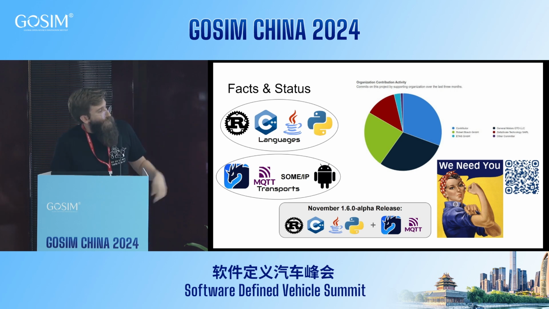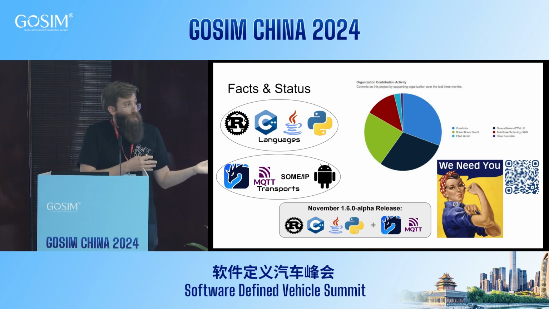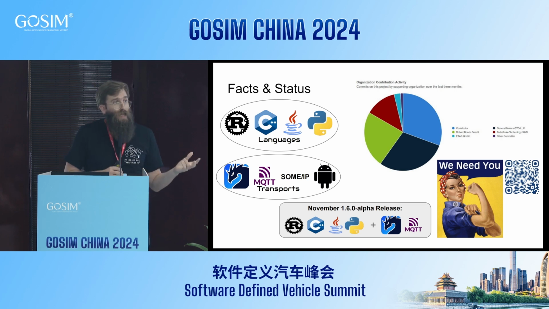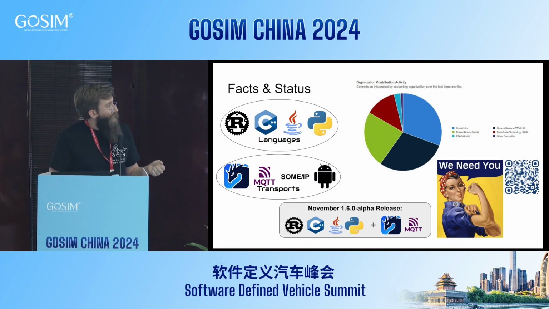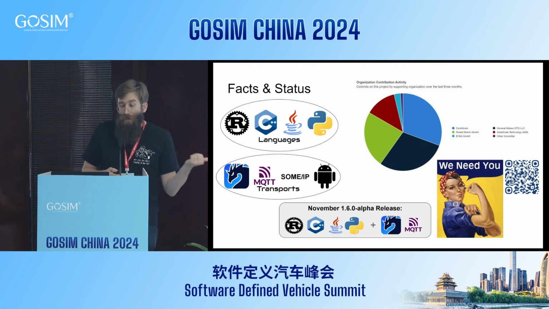So that QR code there will take you to the Eclipse SDV Get Engaged page. You can see the mailing list. You can see the community calendar. You can check out the Slack instance and look at the uProtocol channel if you want.